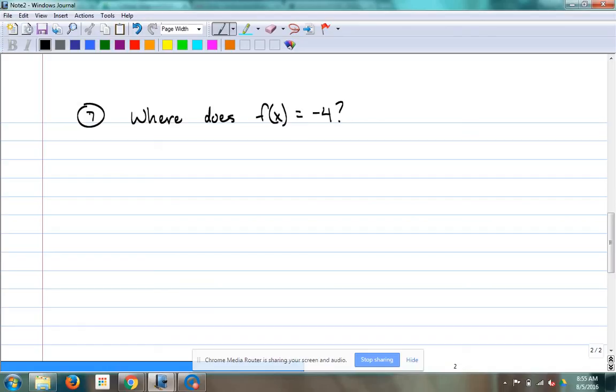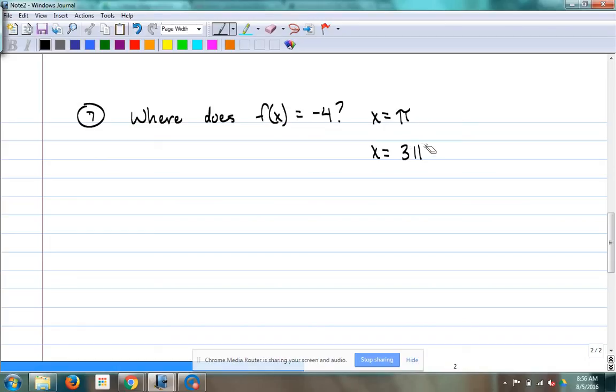Pi and 3 pi. Again, ask the question: where? So what are we reporting? X values. We got a y value equal to -4. It's at x equals pi and x equals 3 pi.